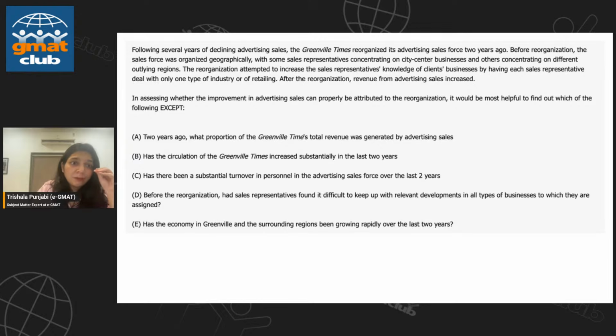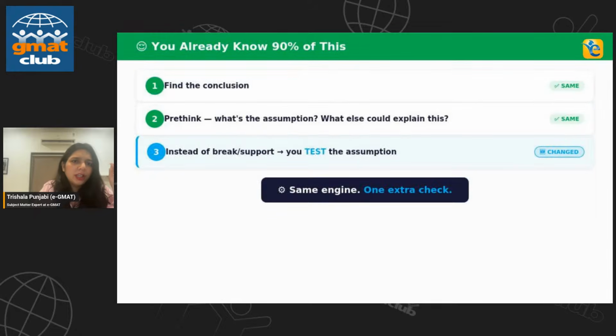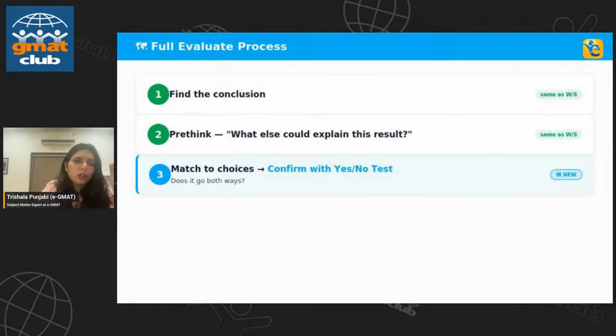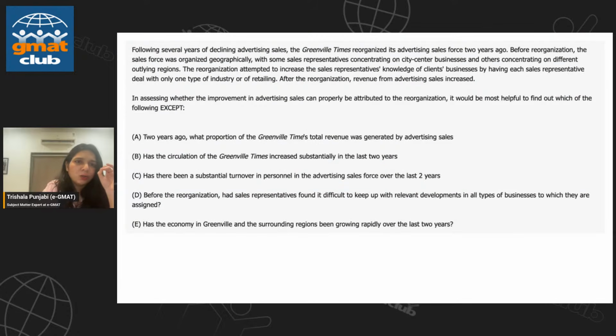We are given an absolute number. We have been told that revenue from our advertising sales increased. What happens to the other branches? What are the other ways of generating revenue? We are not concerned about that. That is not having any bearing on our cause effect analysis whatsoever. And because this argument is a cause effect argument, what is the first thing that we do? We look at figuring out what else could explain the result. What could the cause and effect be? Okay.